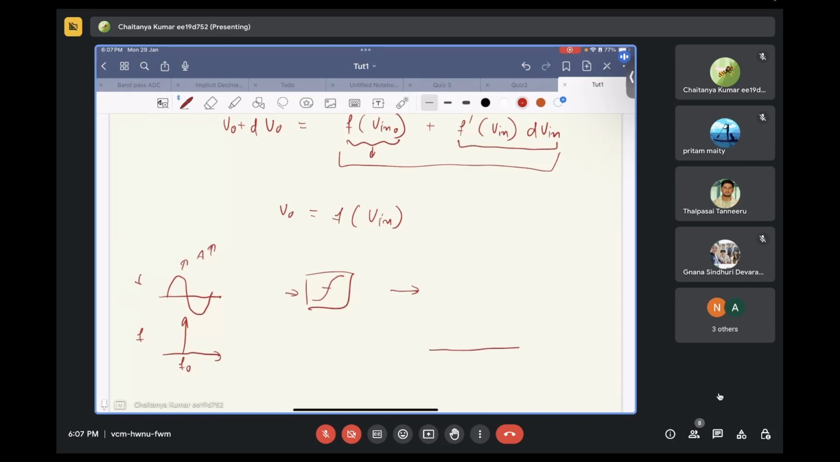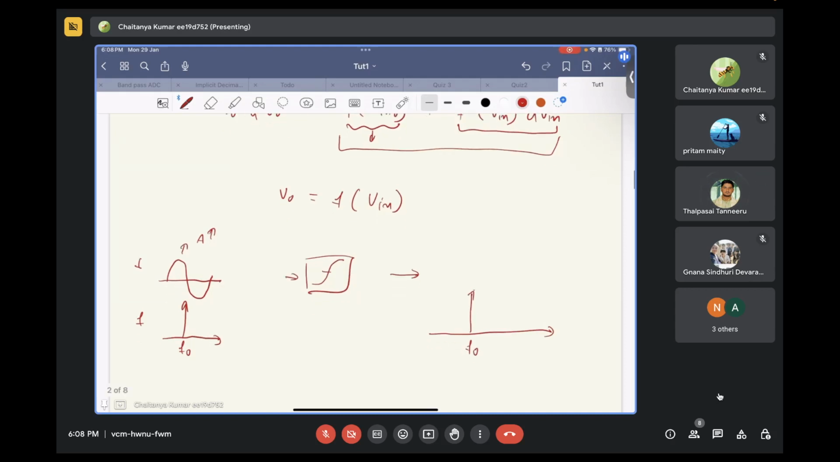First of all, if this is a completely linear and time invariant system, will there be any frequency at the output other than f naught? No, because it is a linear system, hence there won't be anything at the output apart from f naught. In f naught there will be some phase shift and some amplitude gain.